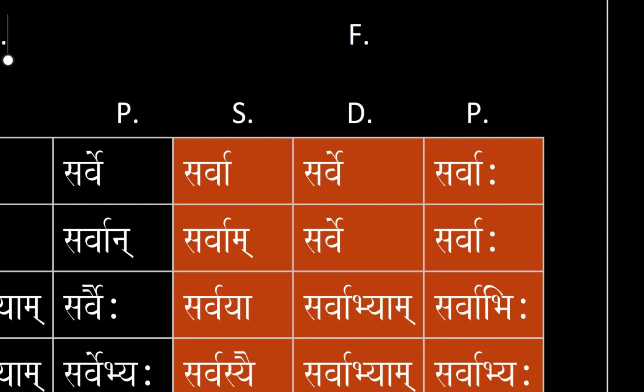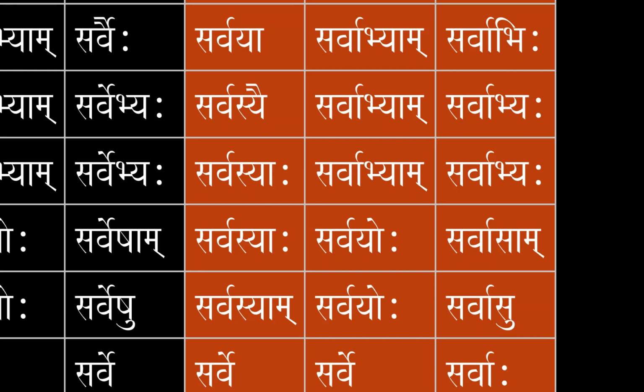Then for instrumental, singular, dual, and plural, sarvayā, sarvābhyām, and sarvābhiḥ. For dative, singular, dual, and plural, we have sarvasyai, sarvābhyām, and sarvābhyaḥ. So sarvasyai, sarvābhyām, sarvābhyaḥ. Then for ablative, we have sarvasyāḥ, sarvābhyām, and sarvābhyaḥ.